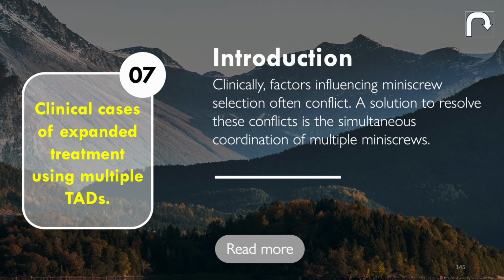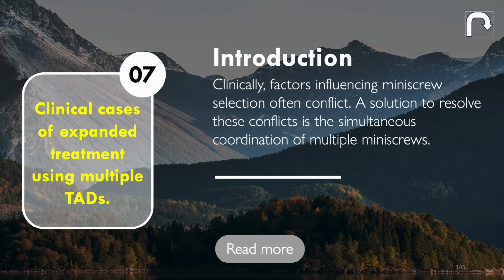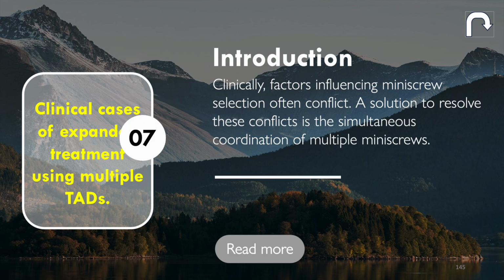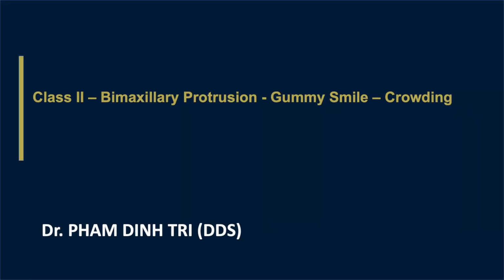And finally, we move on to the seventh part. Today, I would like to discuss a clinical strategy to resolve conflicting factors in miniscrew selection. We will focus on the simultaneous coordination of multiple TADs to achieve predictable results in complex cases. This is case 2, with maxillary protrusion, severe gummy smile and crowding.